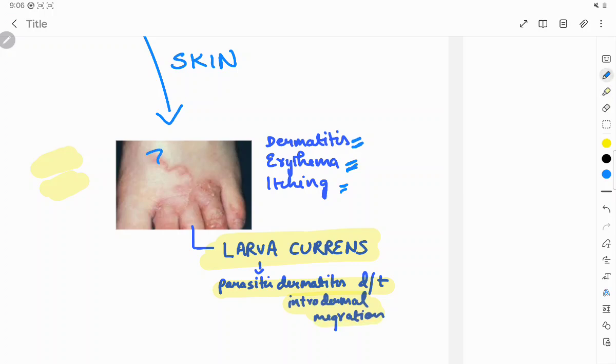You see this is the appearance of larva currens. Now the difference from cutaneous larva migrans, one special thing is that it is really very fast spreading compared to our cutaneous larva migrans.